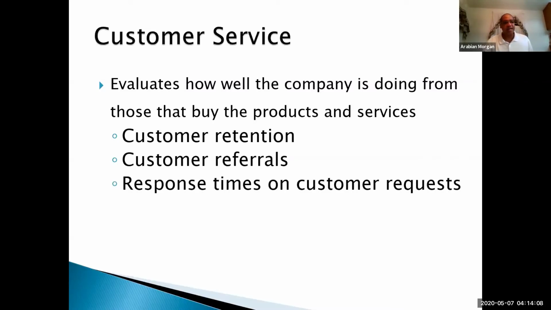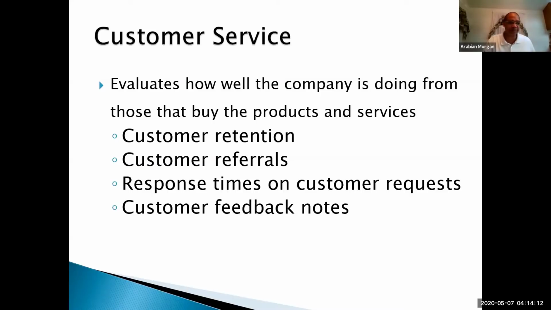So let's see. Companies also look at the response times on customer requests and customer feedback notes. I don't know if you've ever been on hold. I'm sure you have. If you've ever been on hold with a company just waiting to get some customer service, they're actually keeping track of how long our customers are on hold. They want to improve that because they're trying to get customers to really like their company.